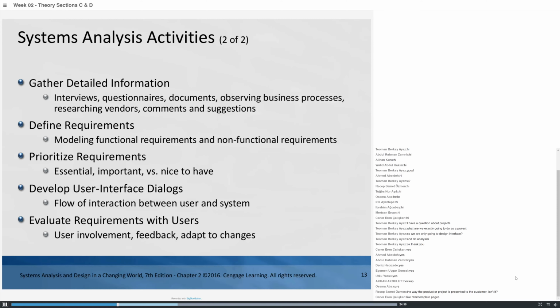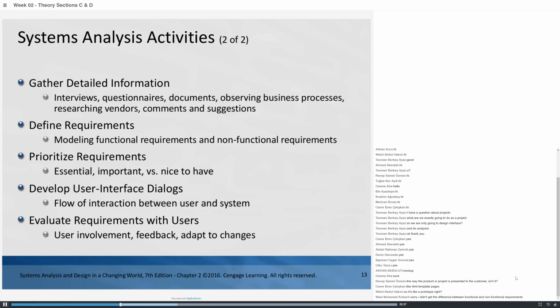So yeah, Caner, it can be displayed via web-based applications. Mockups can also be created with different applications as well. You can even create a mockup by drawing an interface on paper with a pen.